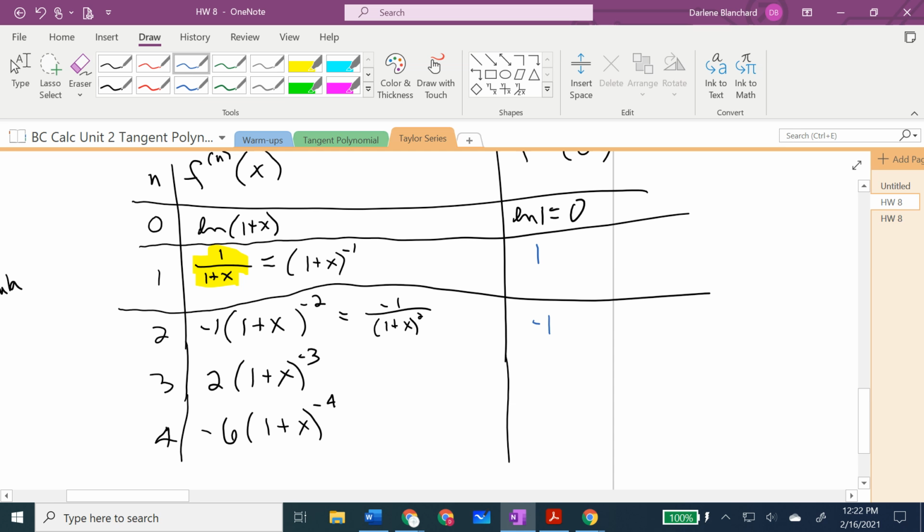And I think at this point, I might be seeing that each time I plug in 0 to x, all I'm getting is, those are all 1. So when I plug in 0, my third derivative is 2. My fourth derivative is -6.